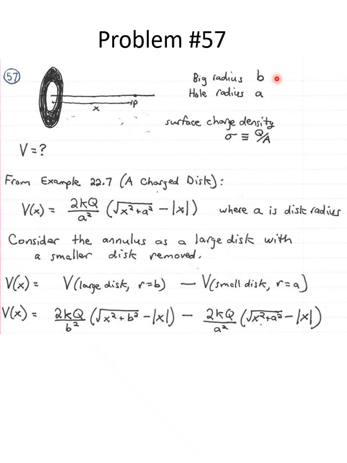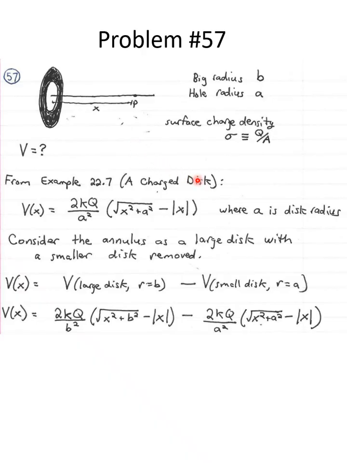I'm taking the big radius to be B, the radius of the hole to be A, because that's how it's drawn in the picture in the book. I'm going to need this on the next page: surface charge density is charge divided by area. I'm going to need that because the question is asking for the answer in terms of surface charge density. And we want to know, what is the potential some distance x?